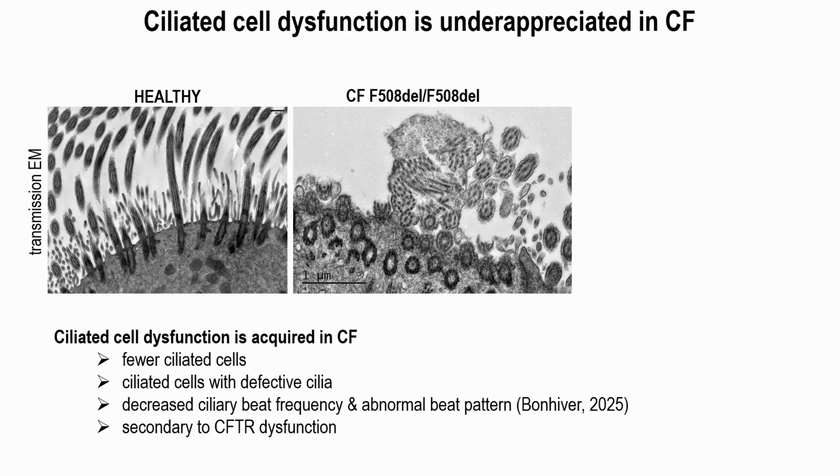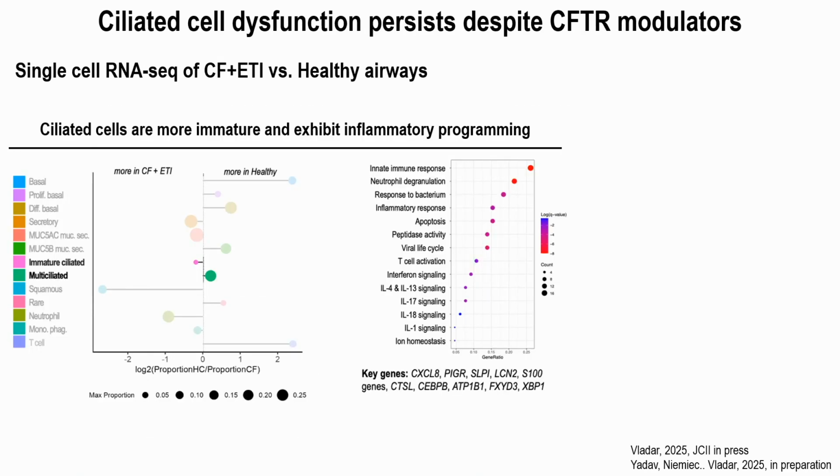And when we say ciliated cell dysfunction, we are really talking about fewer ciliated cells with defective, structurally dysfunctional cilia. We see decreased ciliary beat frequency and abnormal beat pattern, and this has been observed secondary in the literature, and we do believe, like I said, that this is secondary to CFTR dysfunction. We also have found from single cell data from our lab in CF plus ETI, which is a CF modulator, versus healthy airways, that this ciliary dysfunction does persist despite the addition of CFTR modulators.